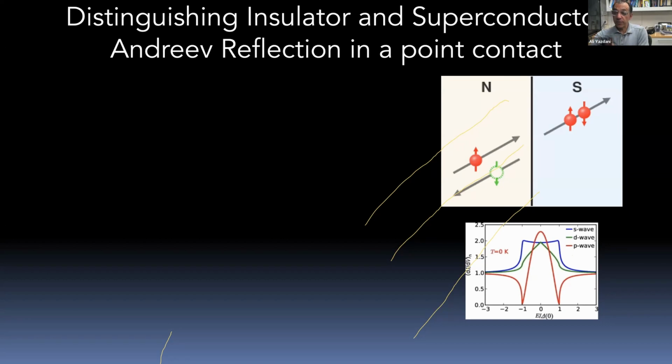For an S-wave superconductor, this will look like a flat top, a top hat shape, the blue curve. For other superconductors which have nodes, D-wave and P-wave superconductors, the shape would look different. The main thing is that you have this enhanced conductivity at low bias, which ideally should be about twice that of the conductivity outside where the gap is.